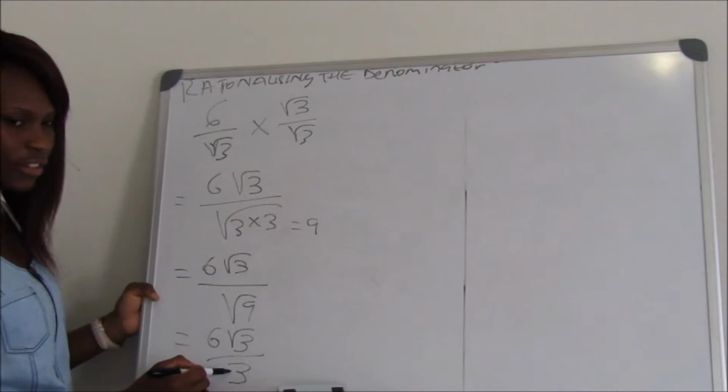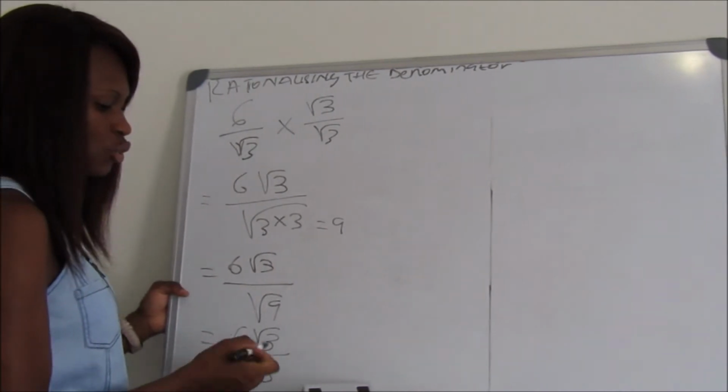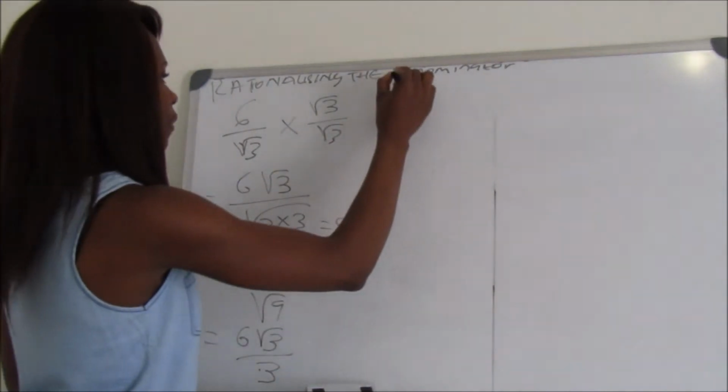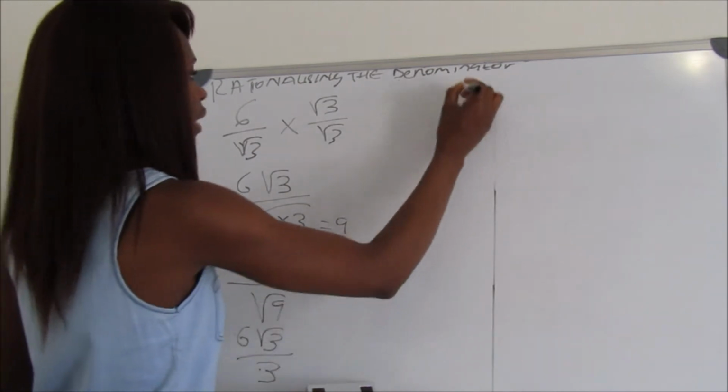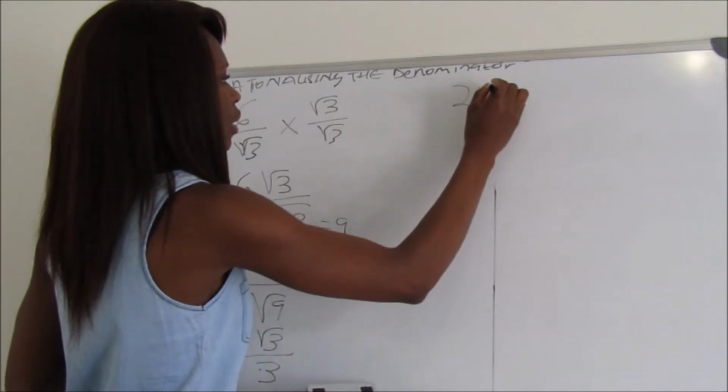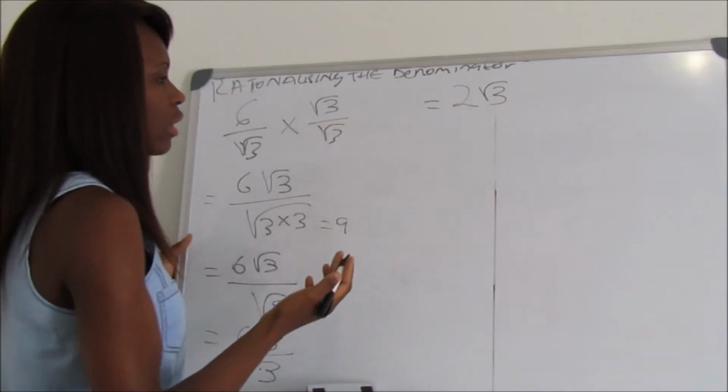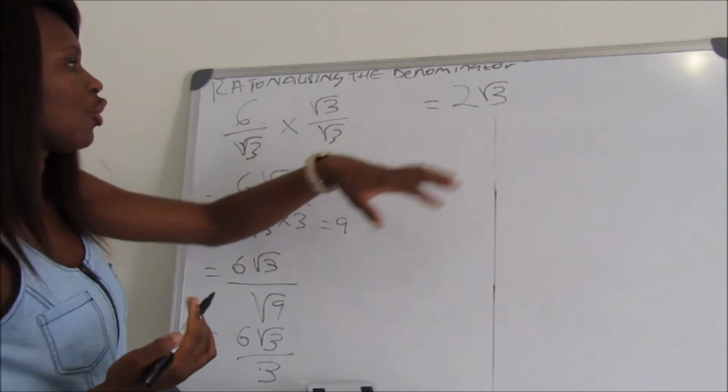Then we have 6 divided by 3, which gives us 2. We are left with 2 root 3. Now we have rationalized the denominator.